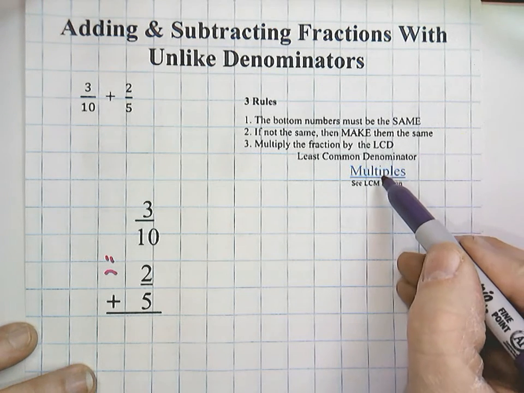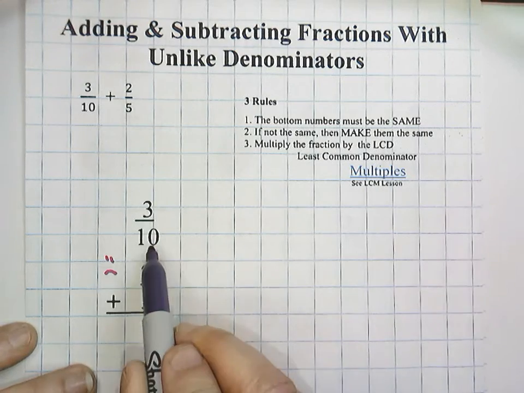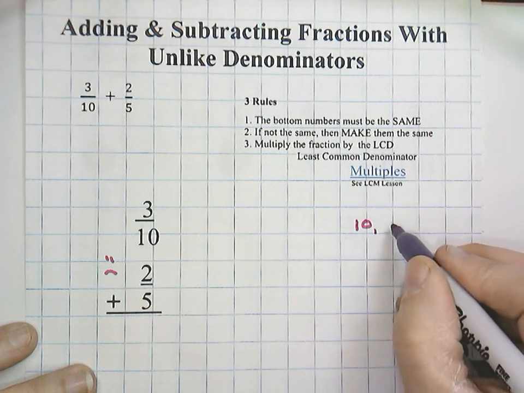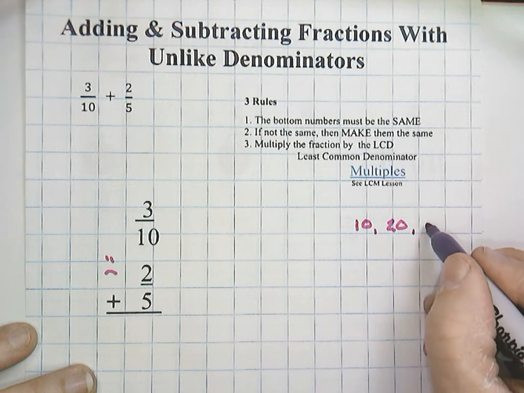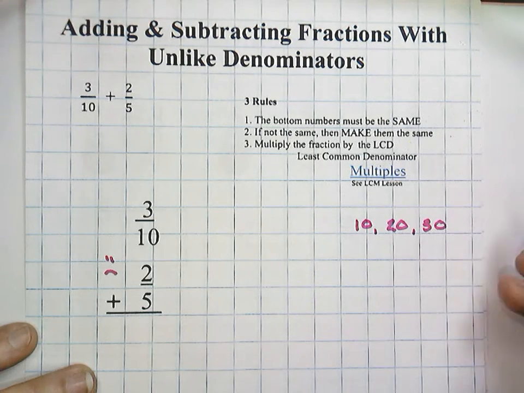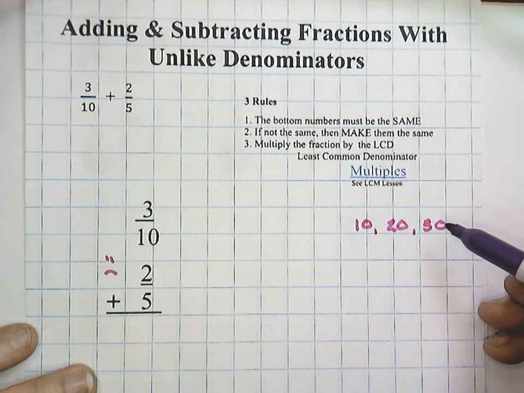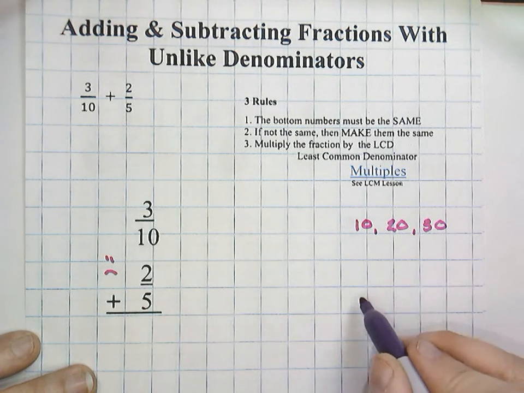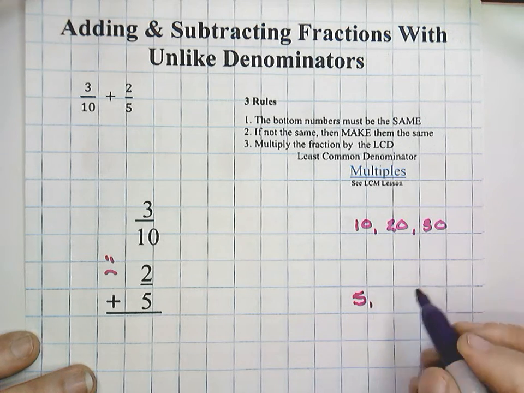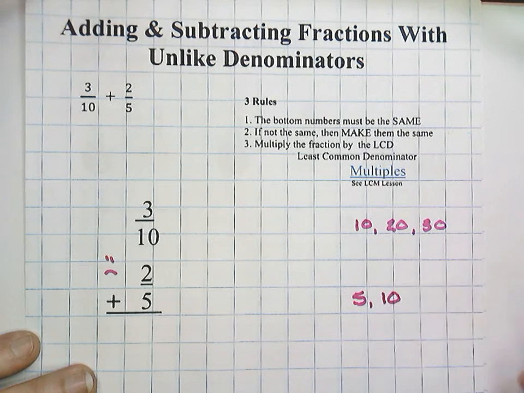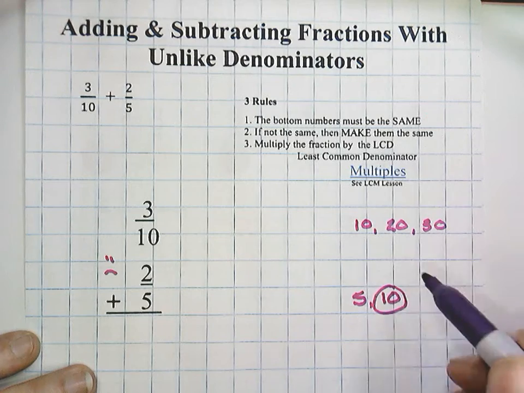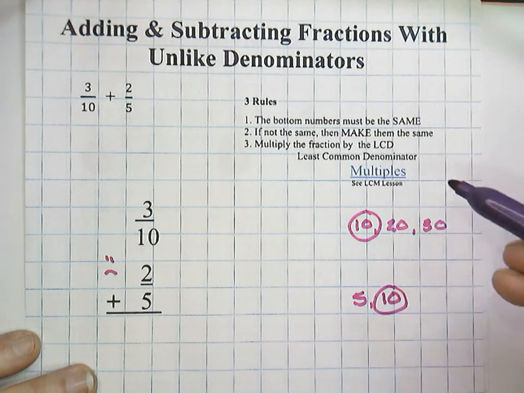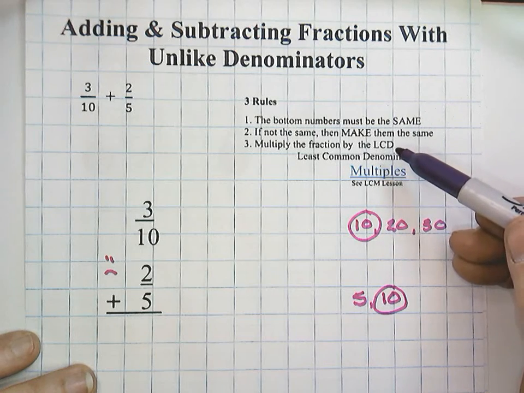What that means is that we're just going to use multiples. For example, multiples of 10 would be like 10, 20, 30. And there's no rule for how many you write. I just like to write a few to get started. Multiples of 5 would be 5. And when I see 10, I see that I have a common multiple, or in other words, the least common multiple. That brings us to the third rule, which is going to be to multiply.